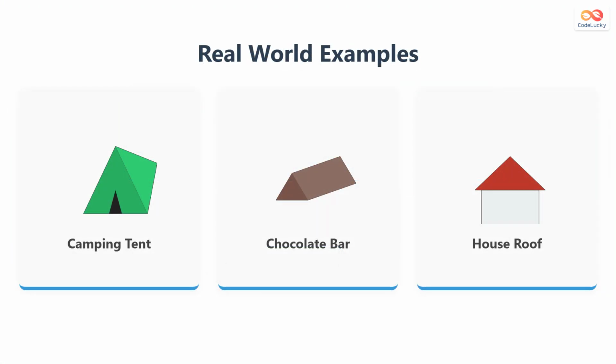We see triangular prisms everywhere in real life. A classic camping tent is often a triangular prism. A Toblerone chocolate bar is another famous example. Even the roofs of many houses are shaped like triangular prisms to help rain slide off.